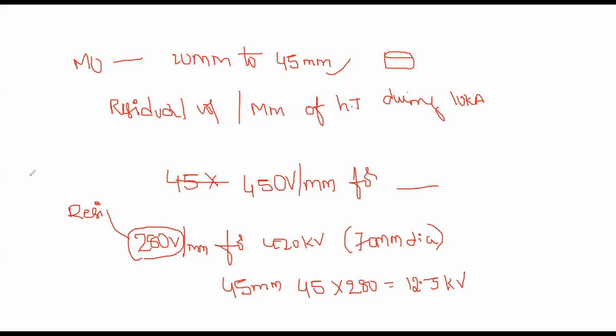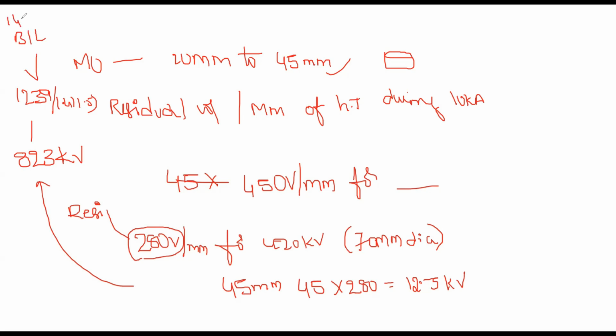Now, in order to achieve the lightning protection level, which is 823 kV, how did I get 823 kV? By dividing 1213 by nearly 1.4 or 1.5 times. So how did I get 1213? From the BIL level, which is 1425 into 1.15. And how did I get 1425? This we will get from the insulation coordination study that we will see in our next classes. So this is the phenomenon.